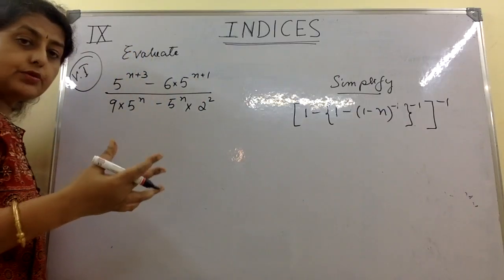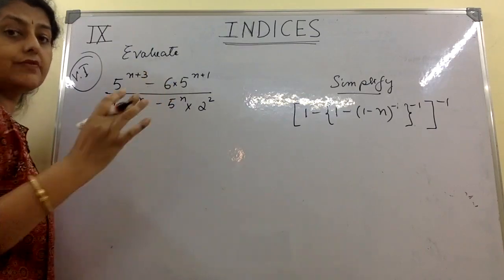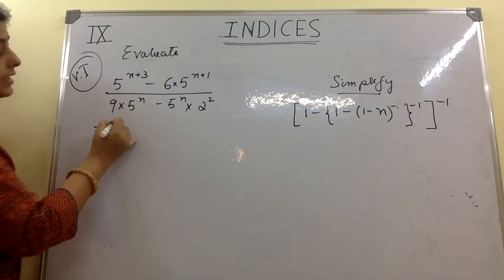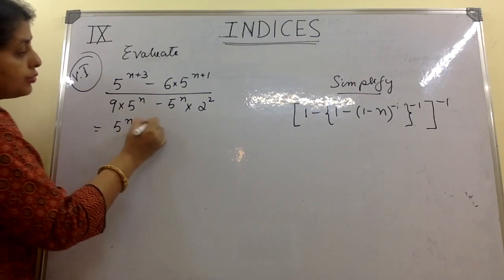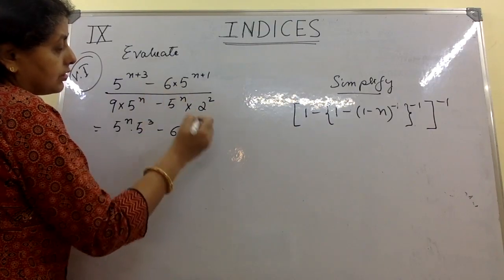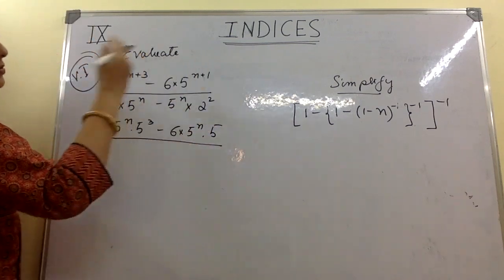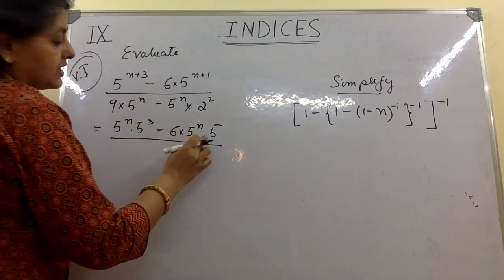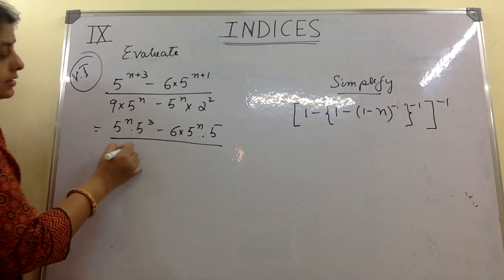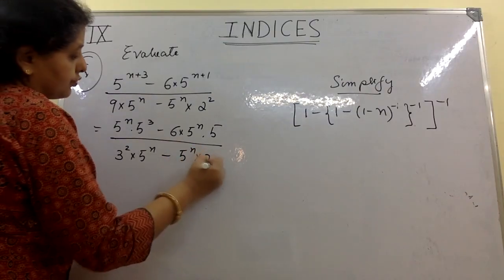We don't know the value till the end of the sum. What to do? Somehow we have to throw that value out to get a proper number. Now what to do here is 5 to the power n, 5 cube minus 6 into 5 to the power, and I am doing this using laws of exponents only, the first law, going from the other end, that is, base is same, products exponents are added. 3 square into 5 to the power n minus 5 to the power n into 2 square.